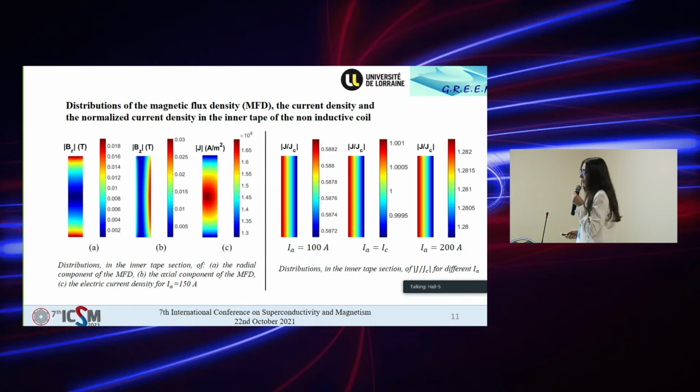Now, by zooming in on the inner tape, we can see that the radial component of the magnetic field affects more significantly the distribution of the current for an applied current. These results show the normalized current density in the inner tape for different applied currents, and we can see that the normalized current density distribution is quite homogeneous inside the tape, with a small increase when going to the inner side of the tape, while decreasing the radial coordinate.